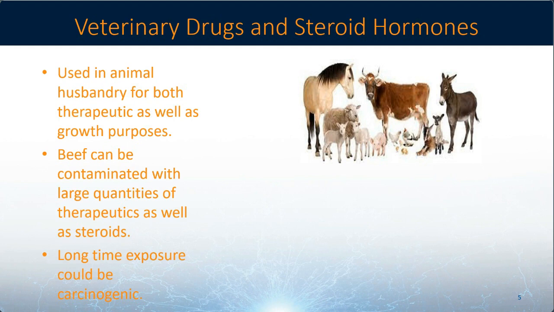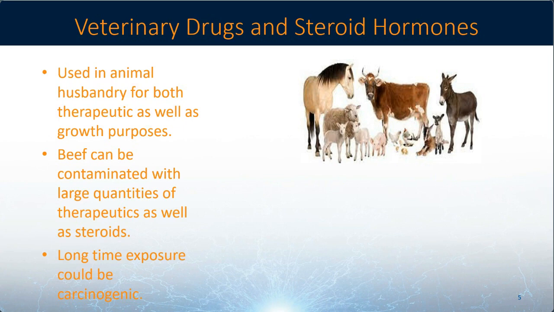Now the steroids are used a little bit differently. The steroids are used for actual growth purposes. And in general, what happens is that animals are dosed with steroids for a period of time, and the function of the steroids is to increase the mass of the animal, to have the animal gain more mass and more efficiently transfer the feed that it consumes to actually packing on meat for the animal. And beef can be contaminated with large quantities of therapeutics as well as steroids.